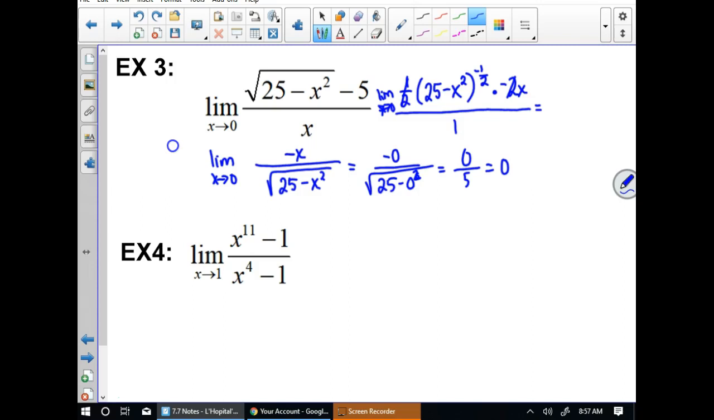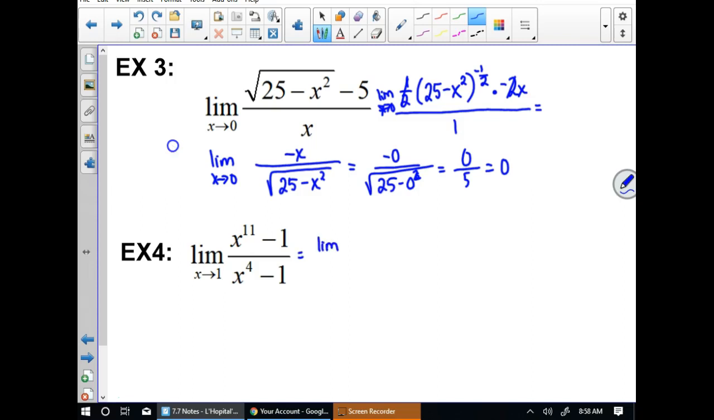All right, 4 is really the first one that we really cannot do any other way. Number 2, I said it was, but it really wasn't because it was as the limit as x approaches infinity. But for number 4, we cannot factor x to the 11th minus 1 over x to the 4th minus 1. We can factor x to the 4th minus 1, but that x to the 11th minus 1 we're not going to be able to deal with. So we'll use L'Hopital's rule here.